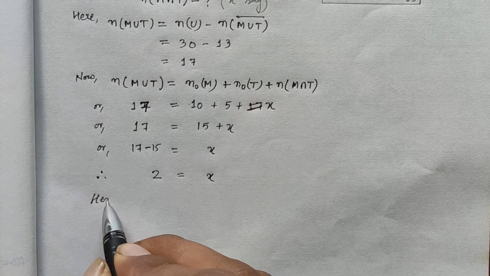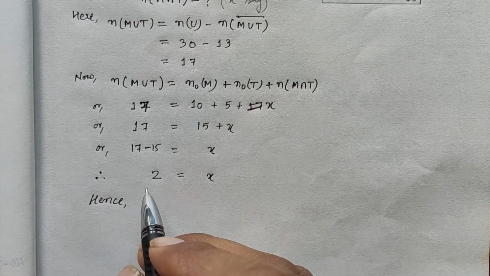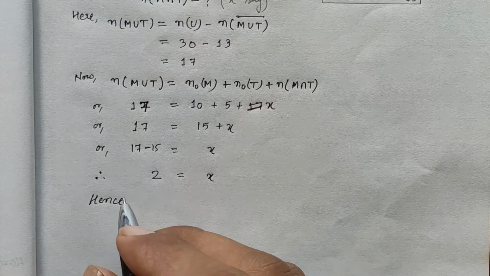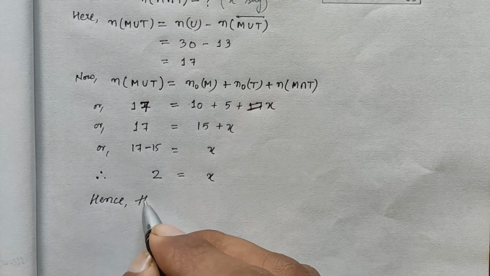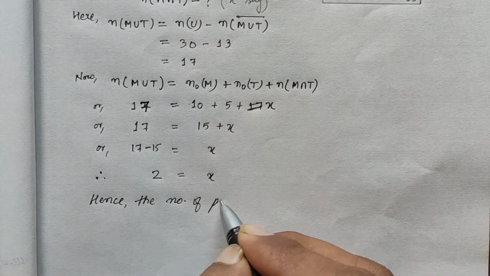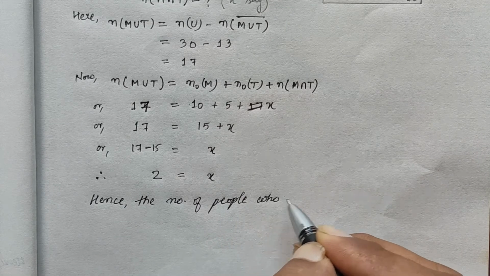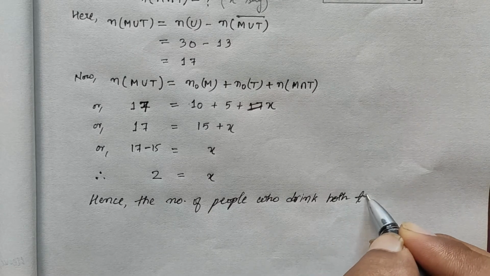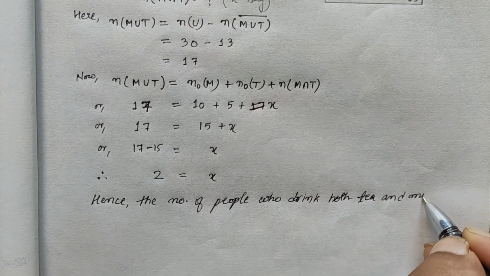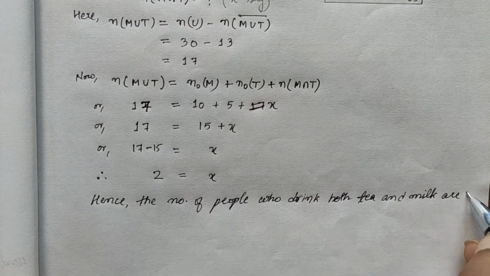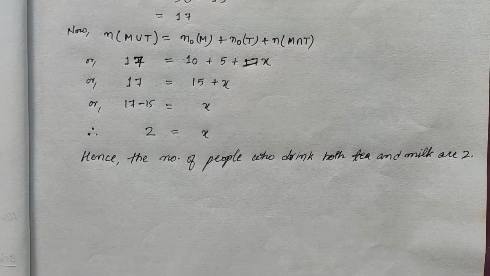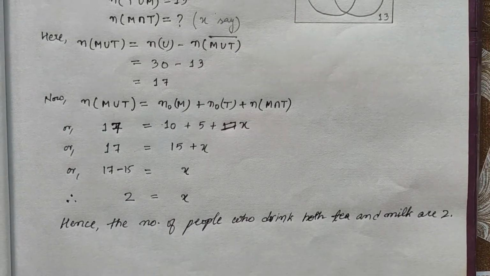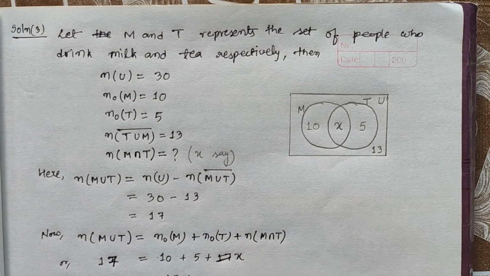Hence you can write the conclusion. Hence the number of people who drink both tea and milk are 2. Okay, in this way you can write the conclusion. So I hope you understand this question, and yes, we can solve it like this. Okay, so let's move on.